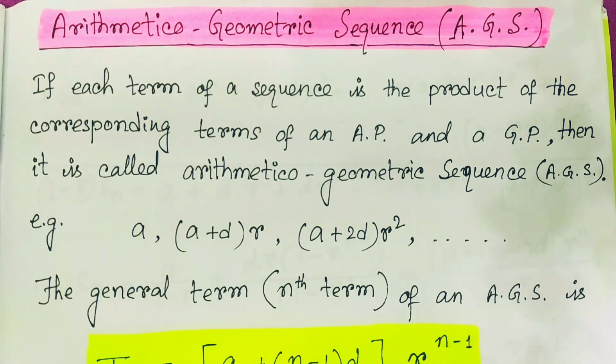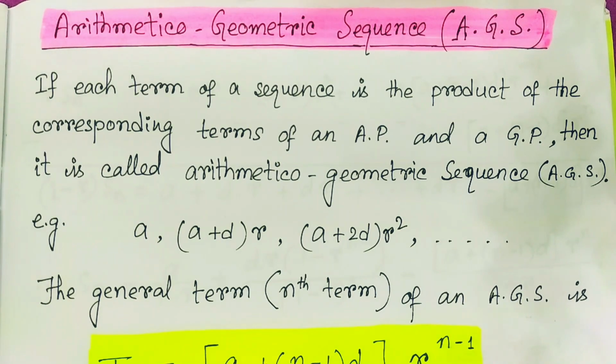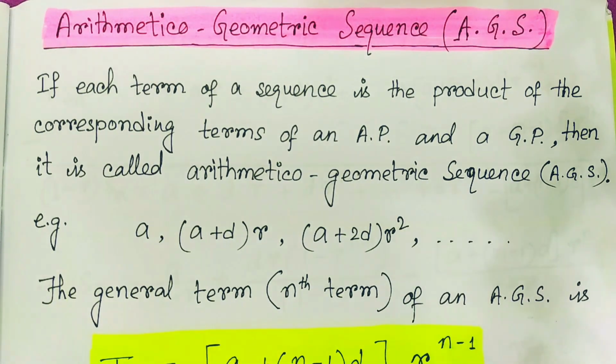In this video we are going to discuss a special type of sequence. The sequence is Arithmetic Geometric Sequence. In short we can write it as AGS. So Arithmetic Geometric Sequence, how does it look? If each term of a sequence is the product of the corresponding terms of an AP and a GP, then it is called the Arithmetic Geometric Sequence.